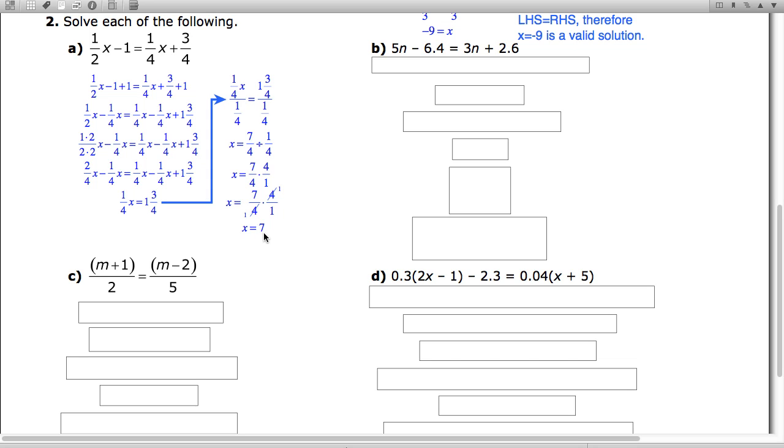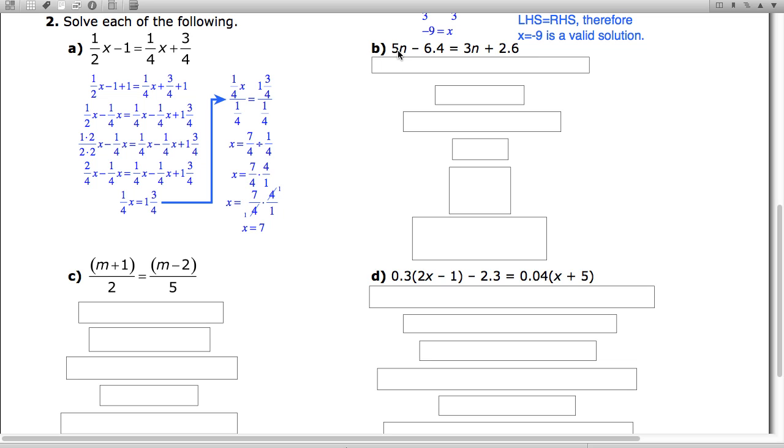So now I went through that kind of quick, but hopefully by this time you're starting to get a little bit more comfortable with dealing with fractions. And if not, hopefully you will by the end of the unit, and we'll just try to get as much practice as possible with dealing with fractions.